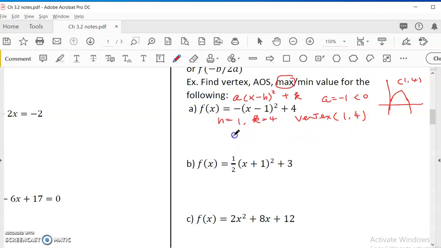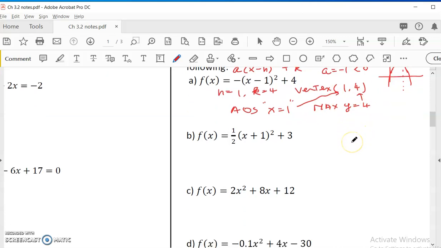So what is the axis of symmetry? The axis of symmetry is a line that passes through the vertex, x equal to 1. It is a line, so you don't say the axis of symmetry is 1. The axis of symmetry is the vertical line x equal to 1. And we know the maximum y is 4. Basically, you use the vertex to find two things, the axis of symmetry and the maximum, in this case because it's facing down.